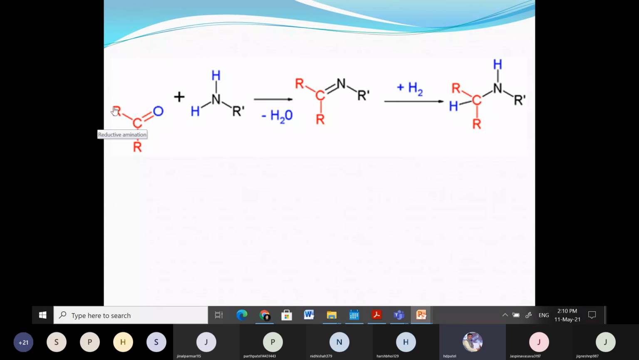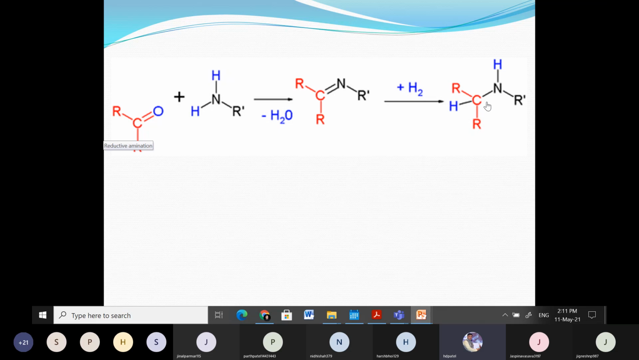Here in this reaction you can easily understand, we have RC double bond O, that is called a ketone. If R equals methyl, then we call it a ketone, and if one R equals methyl and another R equals H, then we call it an aldehyde. This ketone or aldehyde reacts with an amine. First of all, it will convert into C double bond N, that is called an imine. Once we have the imine, then by treatment with sodium cyanoborohydride, we will get this compound.